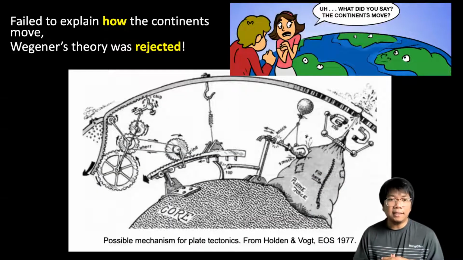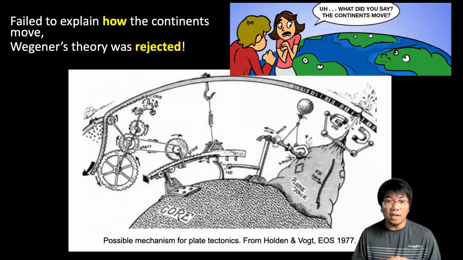Despite the solid geology and paleontology evidence that he brought up, Wegener failed to explain the mechanisms of the drifting continents. Therefore, his theory was later rejected. Until he died, he never witnessed how his idea developed into one of the most fundamental concepts in geology, called the plate tectonics theory. In the next videos, we are going to discuss plate tectonics theory in a little more detail.